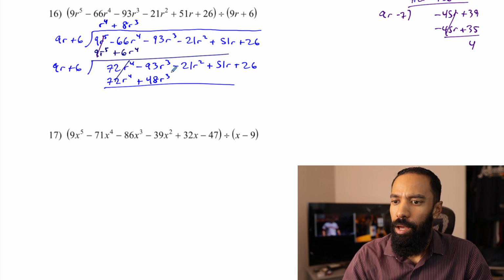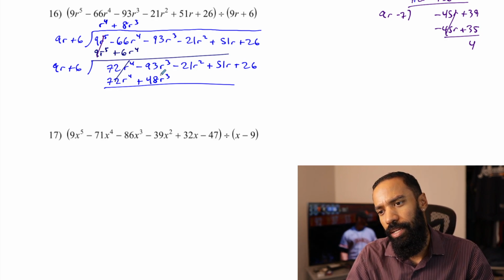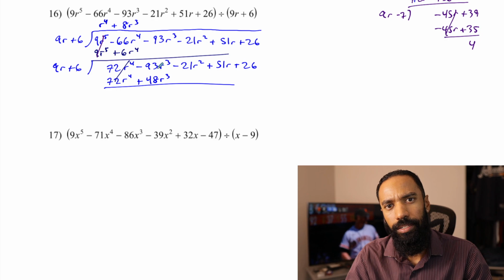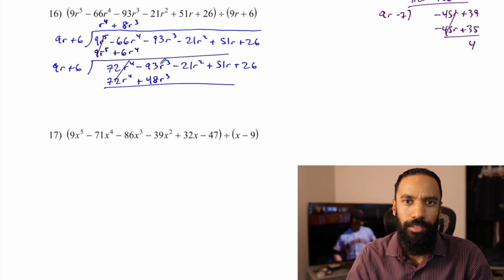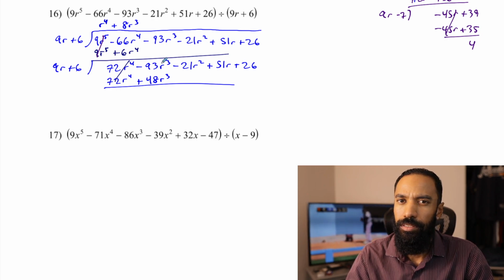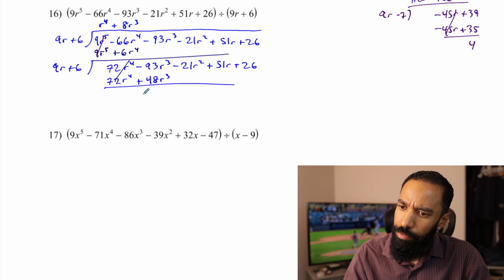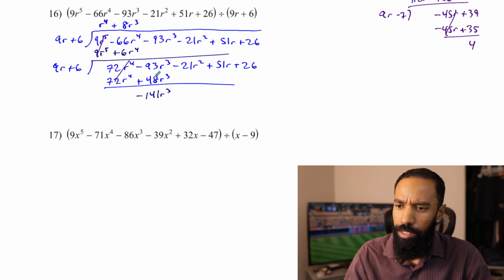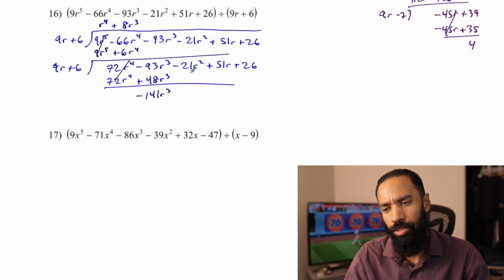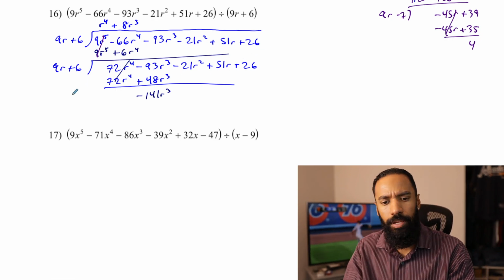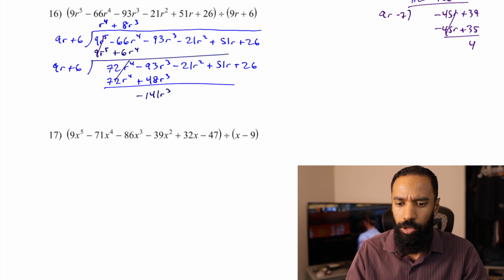Subtract these two, I get negative 141. I guess that goes into 9. I don't know. No? What did I do there? 48, negative 141r cubed, 72. I don't think 9 goes into that number there. Hold, please. Let me just make sure everything's going right.